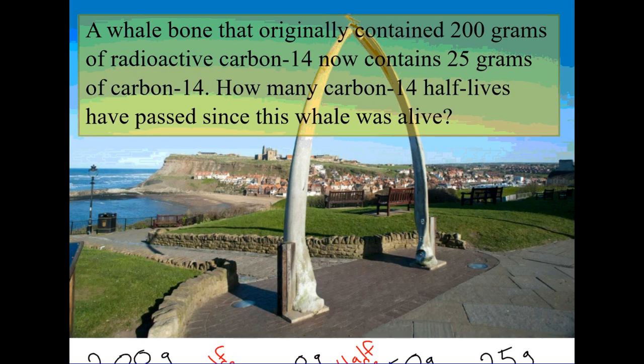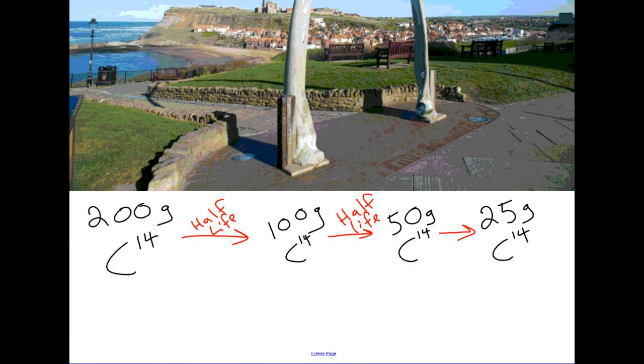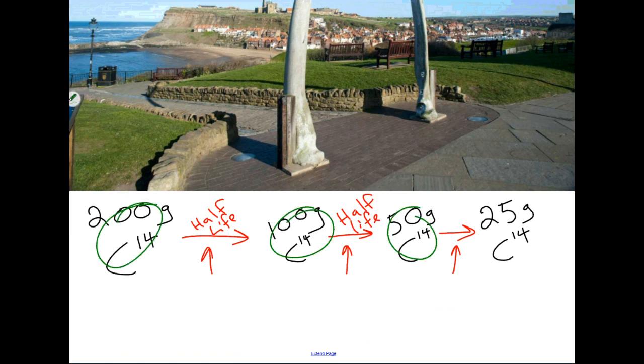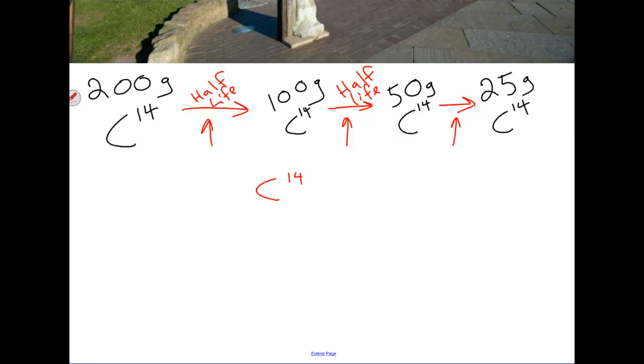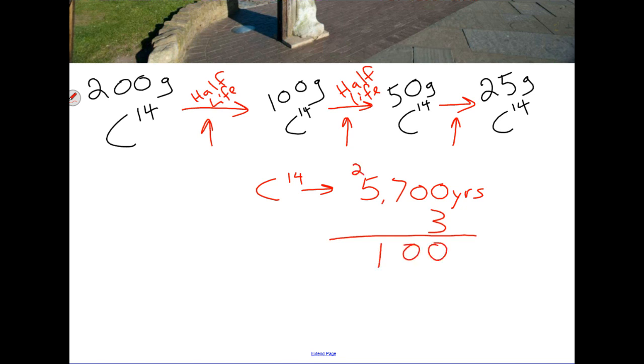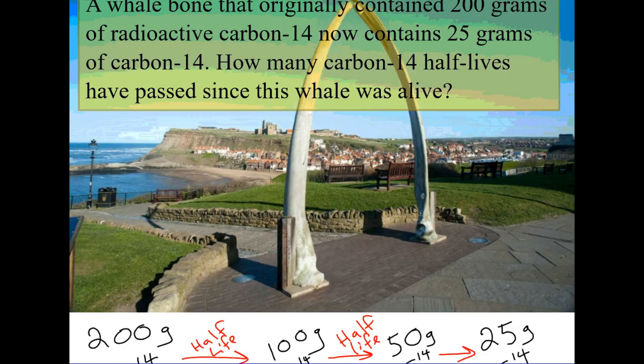The question says, how many carbon-14 half-lives have passed? When we look at this, we see that there have been 1, 2, 3 half-lives. Be very careful. Some people like to count when they draw this. They go, oh, 1, 2, 3, 4. No, it has not been 4. It's only been 3 half-lives. We could also then figure out how old that is. Well, if I know that the half-life of carbon-14 is 5,700 years times the 3 half-lives that it's been, I could easily figure out that that would be 17,100 years. That's how old that whalebone is.